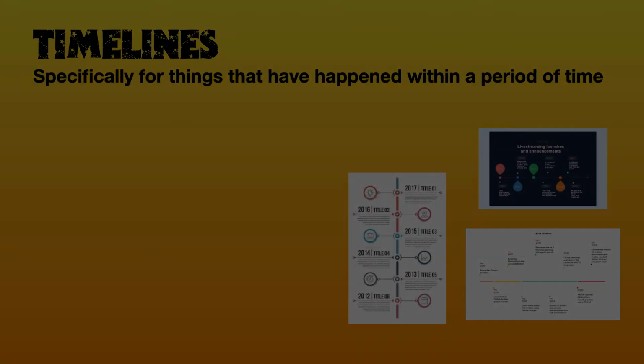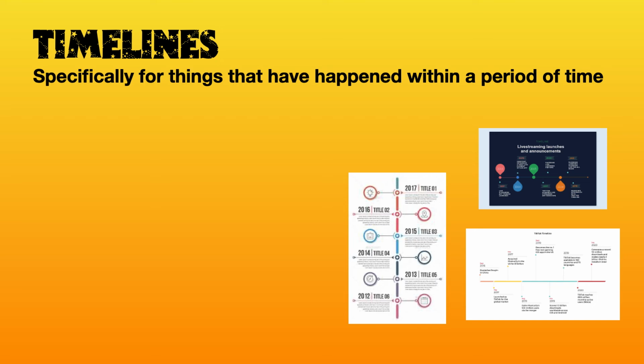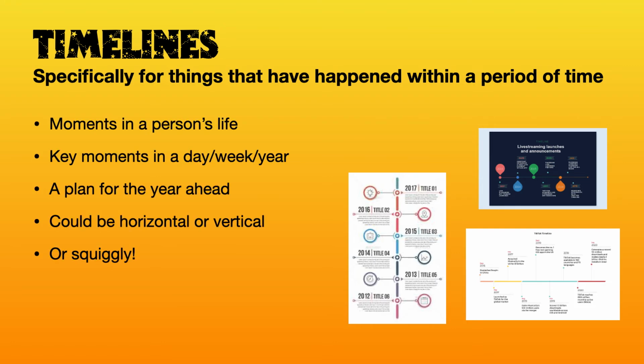Let's move on then to timelines. Now timelines, again, can look a bit like a flow diagram, except there's usually one line rather than lots of boxes. And they're specifically for things that have happened within a period of time. So for example, maybe moments in a person's life. So you might find a timeline of a famous celebrity. Key moments in a day, a week, or a year.